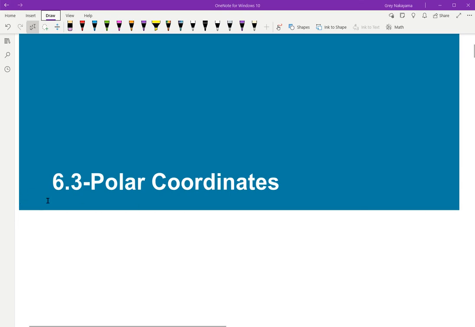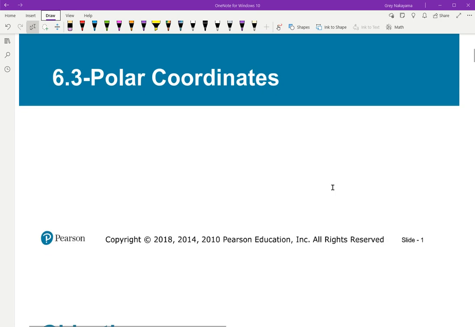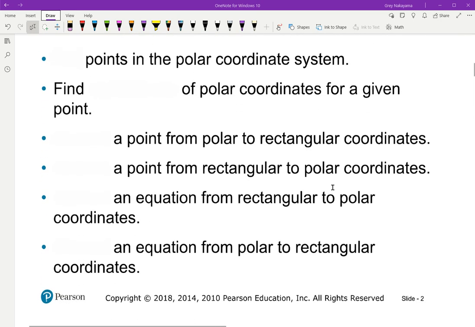Today's lesson is 6.3 polar coordinates. So this is new for y'all this year, and I hope you think it's as much fun as I do. Not very hard, but once you get it to click, I think you'll find out that it's pretty fun.